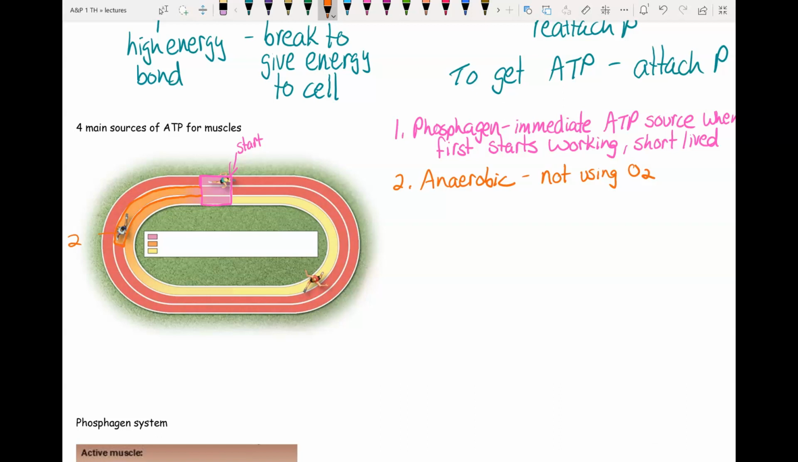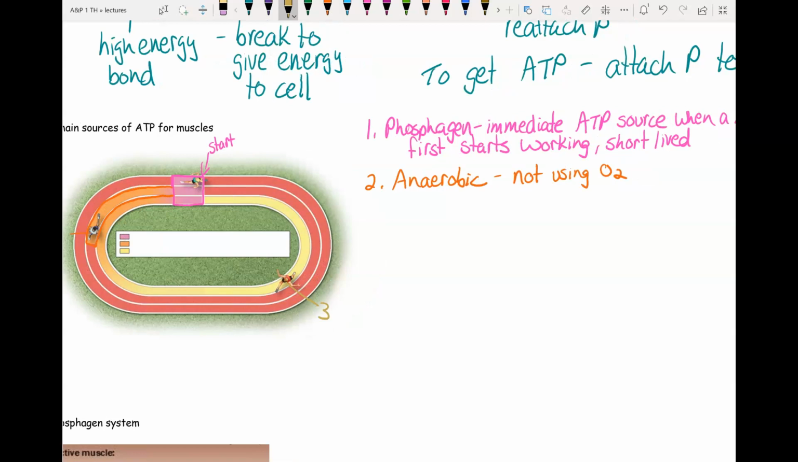Number 3 is yellow. So I'm going to use kind of this tan color instead. Here's runner number 3. And see, he started here in phosphagen. Then he went to anaerobic. Then as he comes around about to this part of the track, he switches over to the yellow. This is the one you already know. This is aerobic cellular respiration. This is the one where you use oxygen and you get lots of ATP. This one produces the most ATP.